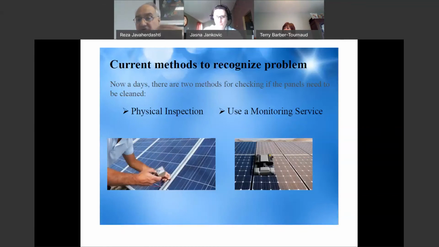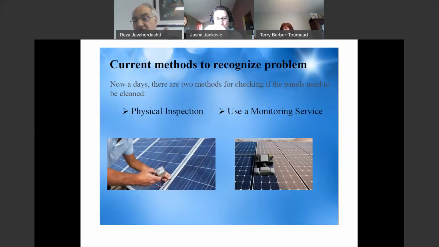The current methods to recognize the problem or to rectify the problem use either physical inspection. You send someone to look at the surface of the panel. If he sees any dirt or soil, dust accumulation, he would report it.